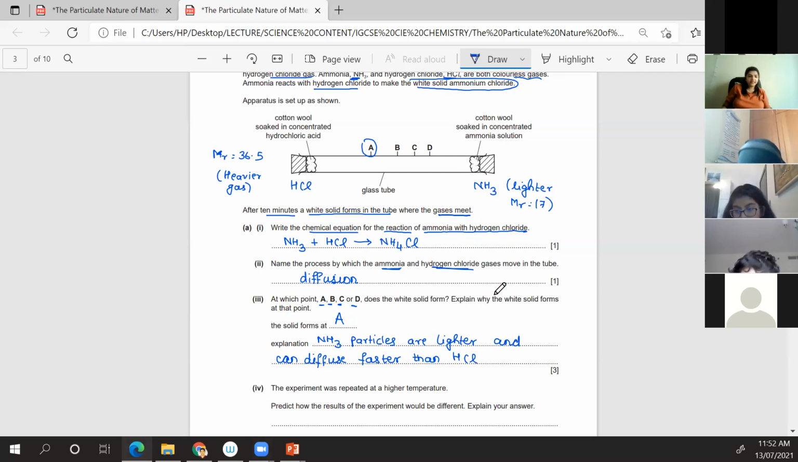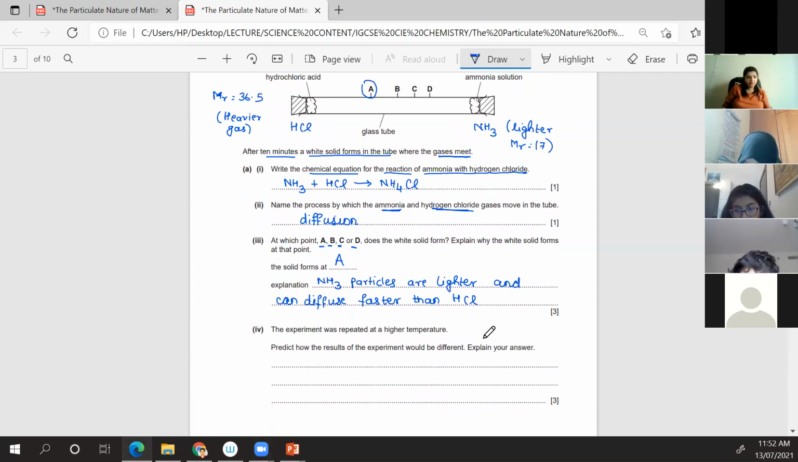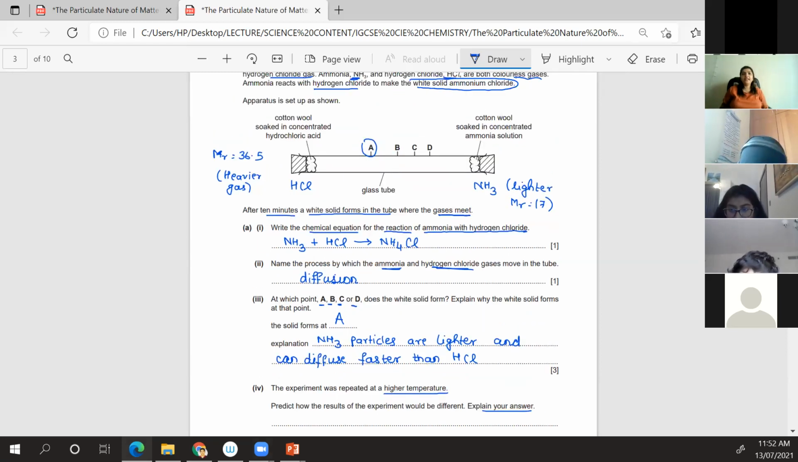Okay. Next, let's do this question. The experiment was repeated at high temperature. Predict how the results of the experiment would be different. Explain your answer. Now it's a 3-mark question. So we know one thing. What happens at high temperature? Molecules move faster and gas will diffuse faster because they're moving faster.